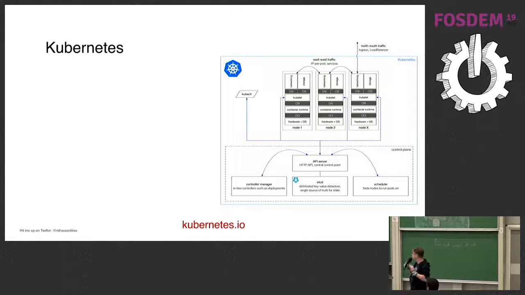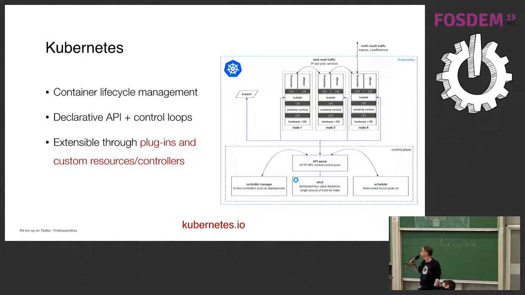First, we'll step back a bit and have a look at what the underlying platform is, and that is Kubernetes. Kubernetes is a container lifecycle management system using declarative APIs and control loops, and super extensible. A lot of moving parts there. As a developer, you typically don't really have to deal with all these interfaces and so on. You can really focus on developing the application.